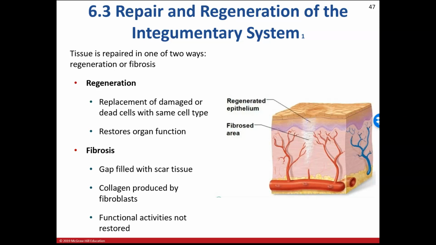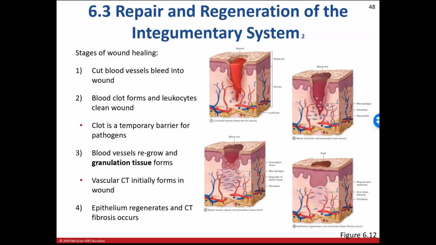When we have the regeneration portion take place, this means that we are replacing any damaged or dead cells with the same cell type. This is going to help to restore organ function. Whereas with fibrosis, we're going to have that gap fill with scar tissue, and collagen is going to be produced by our fibroblasts, and this is why this is taking place in the dermis, where we have connective tissue and those fibroblasts exist, as well as the collagen bundles here. And we're going to get functional activities that are not restored here because of that scar tissue.